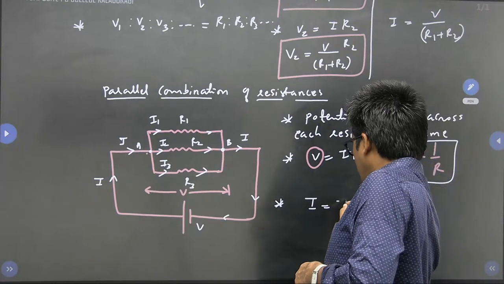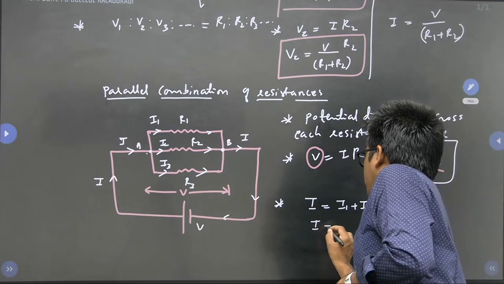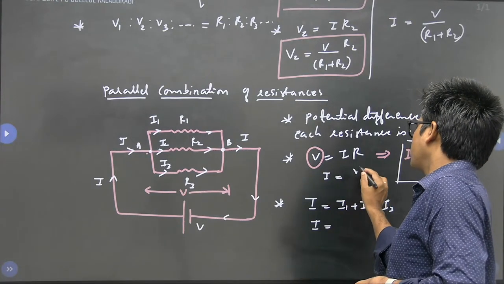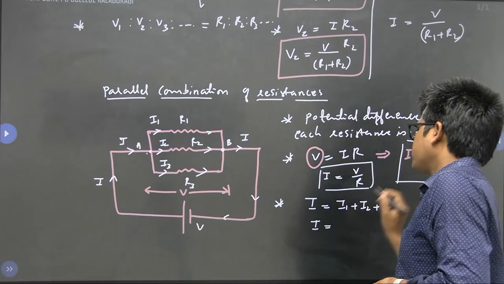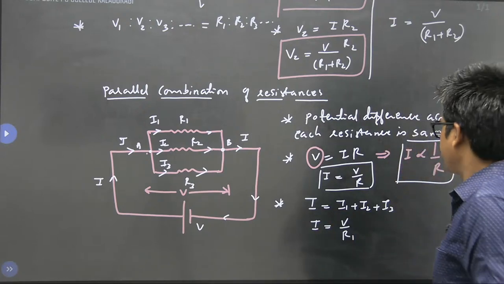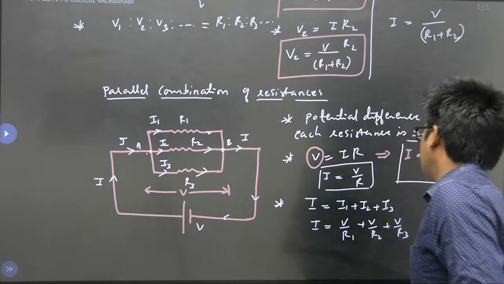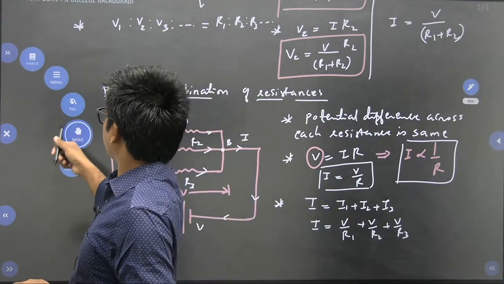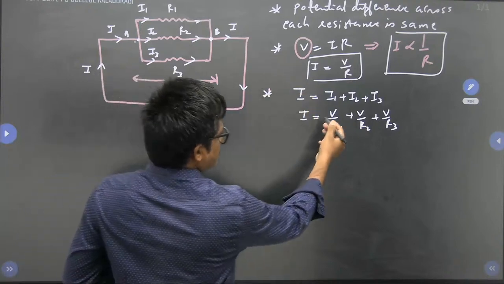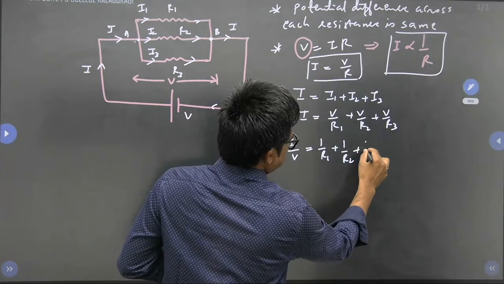If you write that, I equals I1 plus I2 plus I3. So what is I1 here? Use the formula I equals V by R. In place of I1, I can write V by R1. Anyhow, the voltage across all three remains the same. So plus V by R2 plus V by R3. V is common here, so take V out. It will be I by V equals 1 by R1 plus 1 by R2 plus 1 by R3.